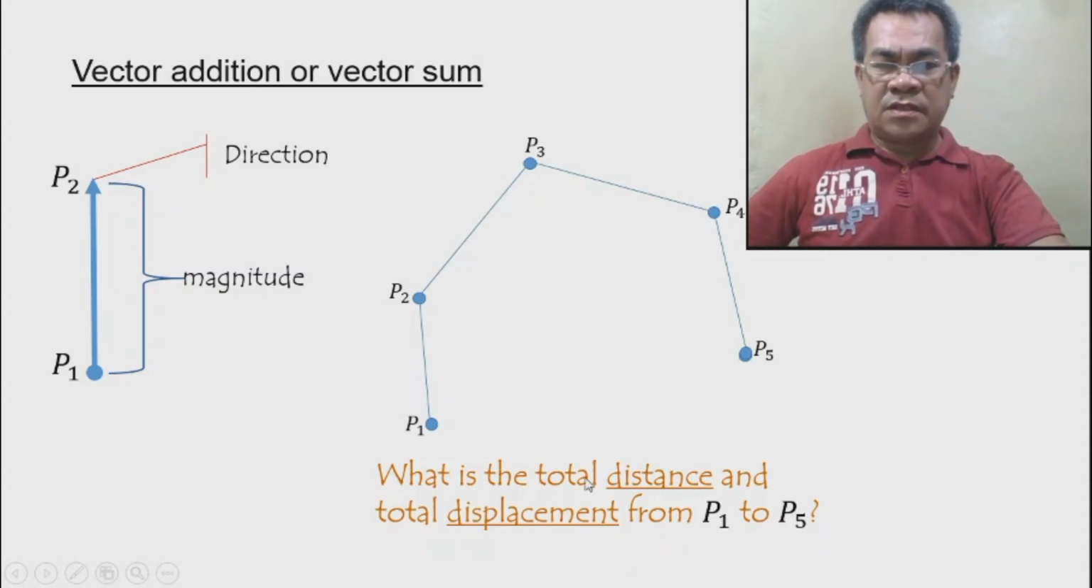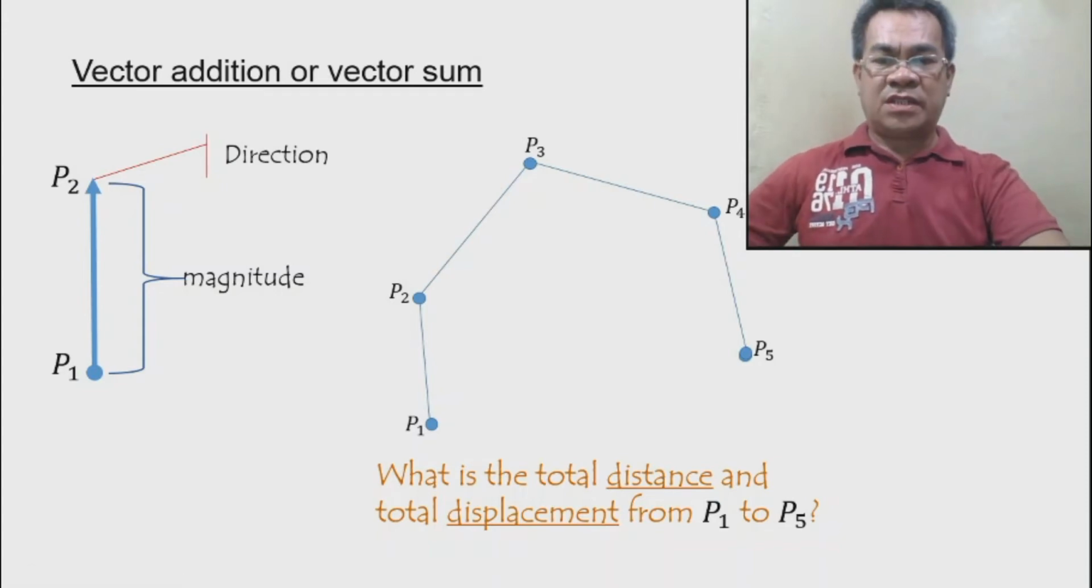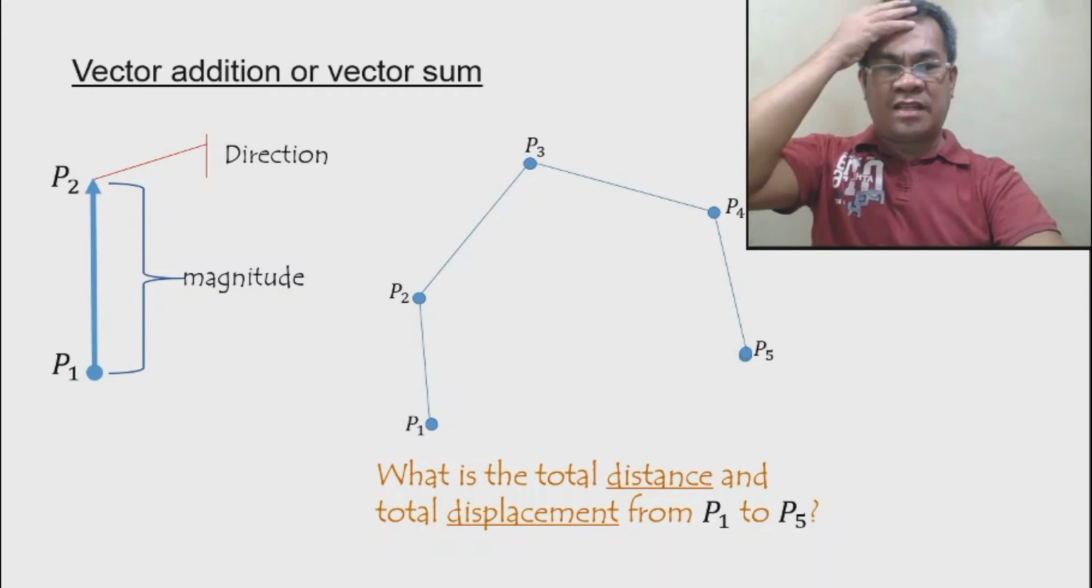Okay, so take note that distance is scalar, displacement is vector. They are not equal. When we say total, the total depends upon the quantities. Remember, distance is scalar, so it can be obtained by algebraic sum, but the displacement should be a geometric sum. Take note, they are not equal.